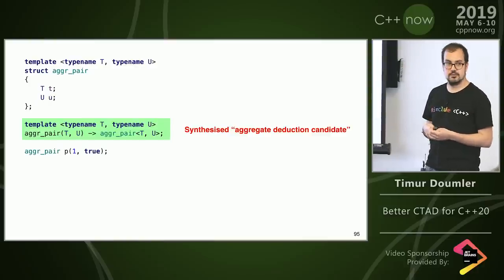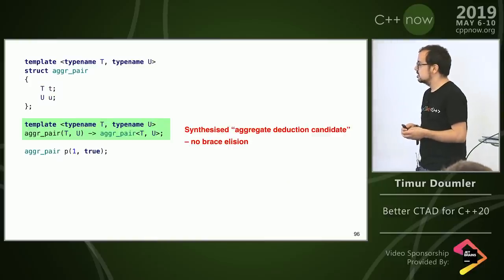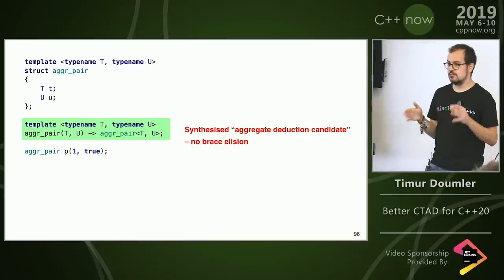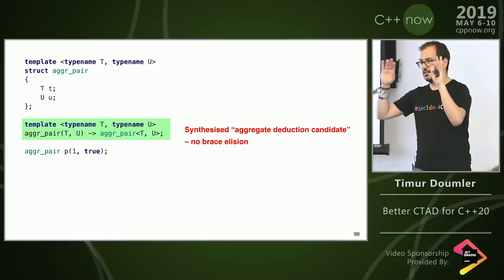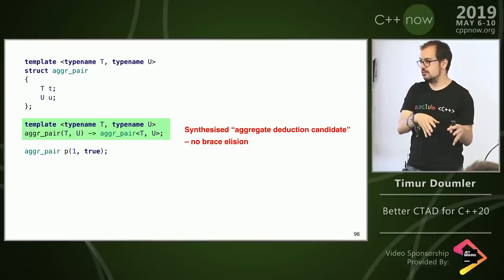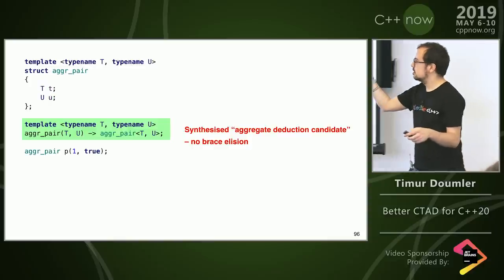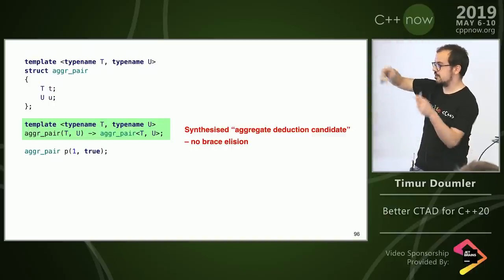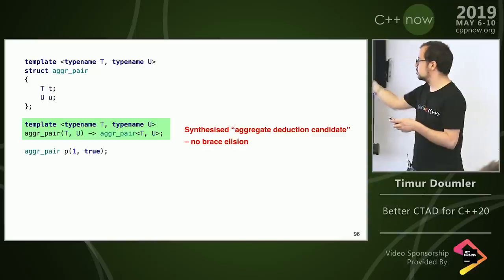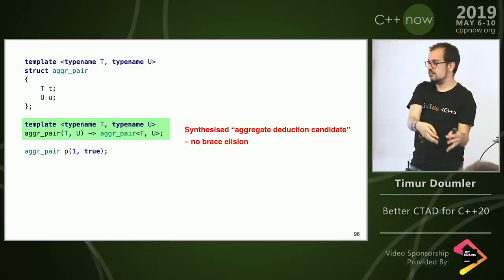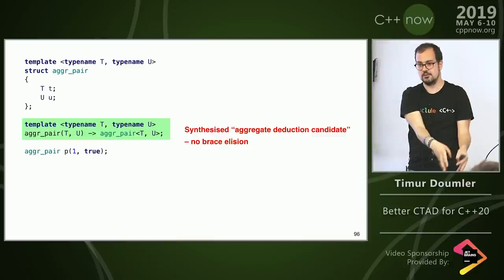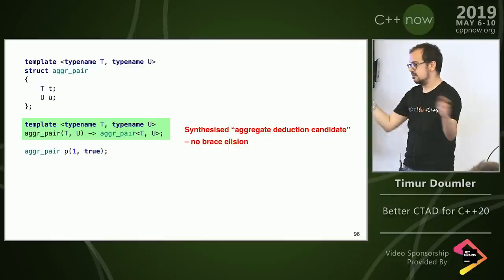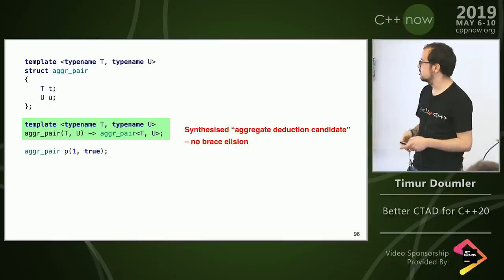There's a few gotchas here. You can't really use brace elision. So this is something that you can normally do with aggregates. But brace elision basically happens if you have nested sub-aggregates. But because it's a template, like T, you don't know whether T is an aggregate, right? So you don't know whether this has sub-aggregates. So you wouldn't be able to do brace elision because brace elision kind of recurses down into the subaggregates, but you can't do that here because you don't know whether T or U are aggregates. So no brace elision in this case. Brace elision will not work.